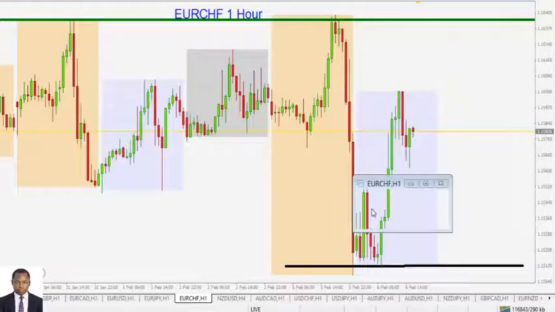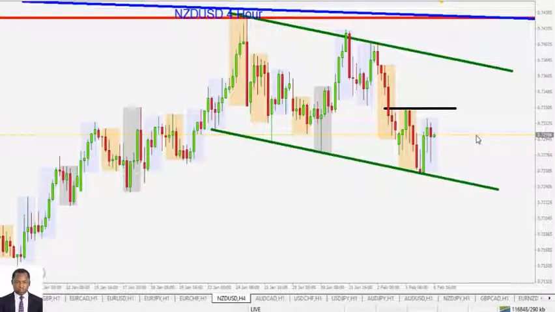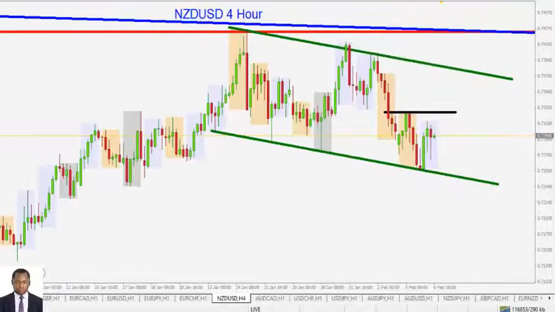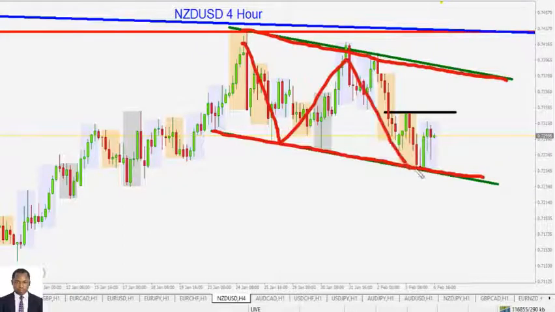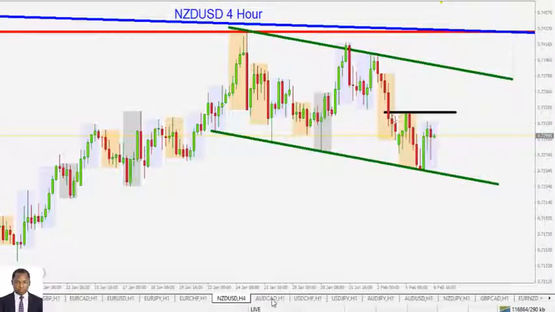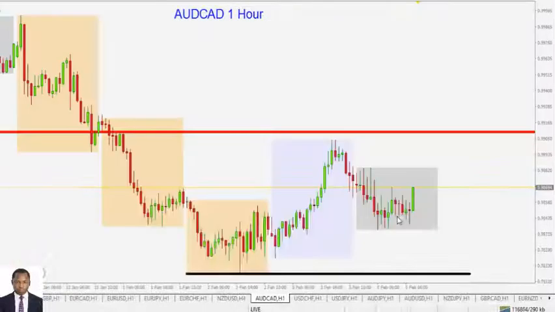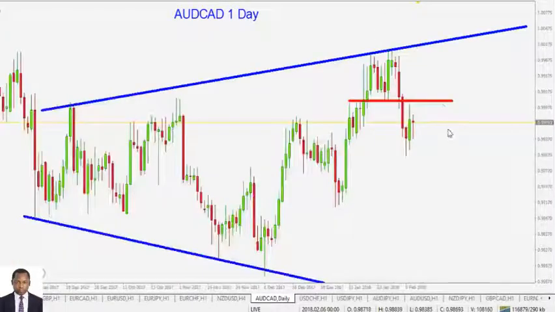New Zealand dollar against the American dollar. Price is bouncing off the lower channel leg. See that channel leg? Still mixed. Nothing to trade within that range. Australian dollar against the Canadian dollar. Pullback still happening. We'll be watching this level. That's the level we are watching to see if we can get any reversal hint around that area. It will be a valid setup to go short.